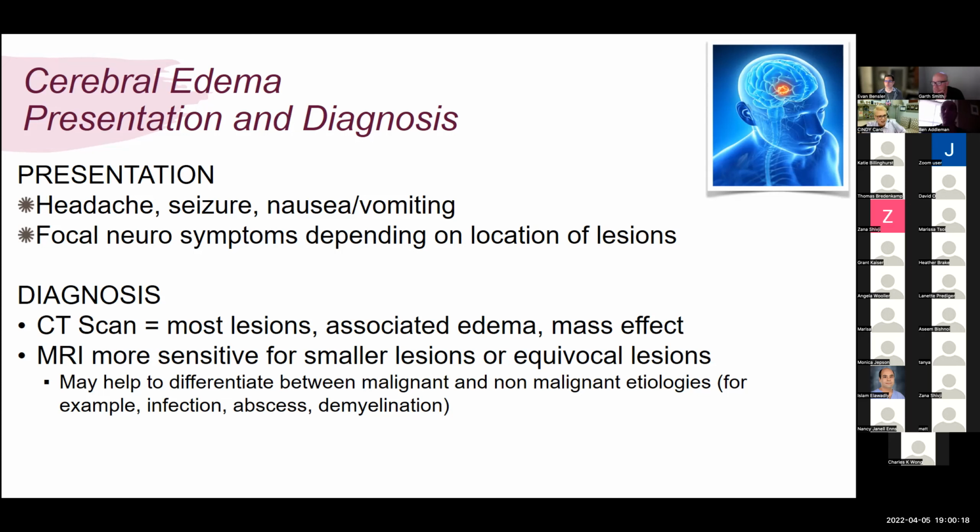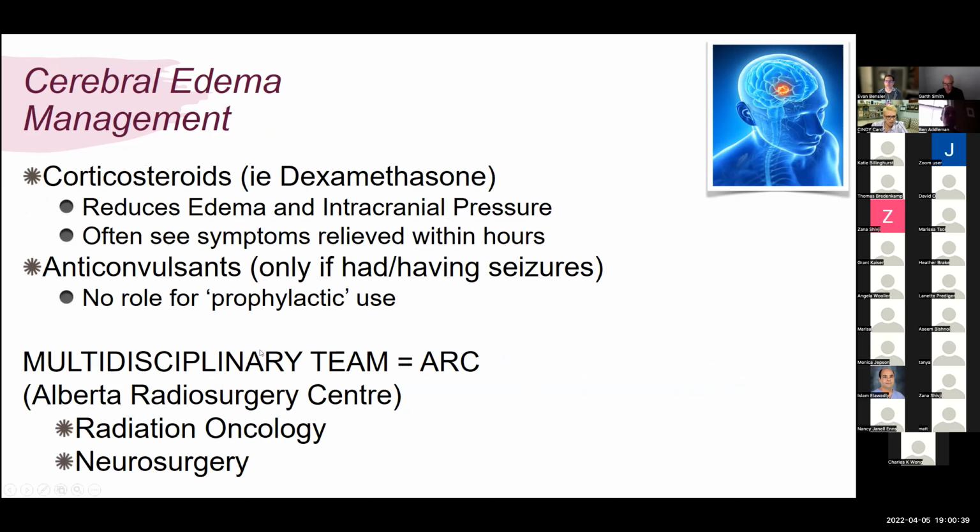Okay, so cerebral edema, MRI is definitely most helpful. I know CTs are always quicker and easier to get. I'm going to tell you, if I get a CT scan and I see a brain met, I have to get an MRI. So in my patients, I usually just jump to an MRI right away if I'm suspicious of it. And that's because in Alberta, we have a multidisciplinary team called ARC, or the Alberta Radiosurgery Center.